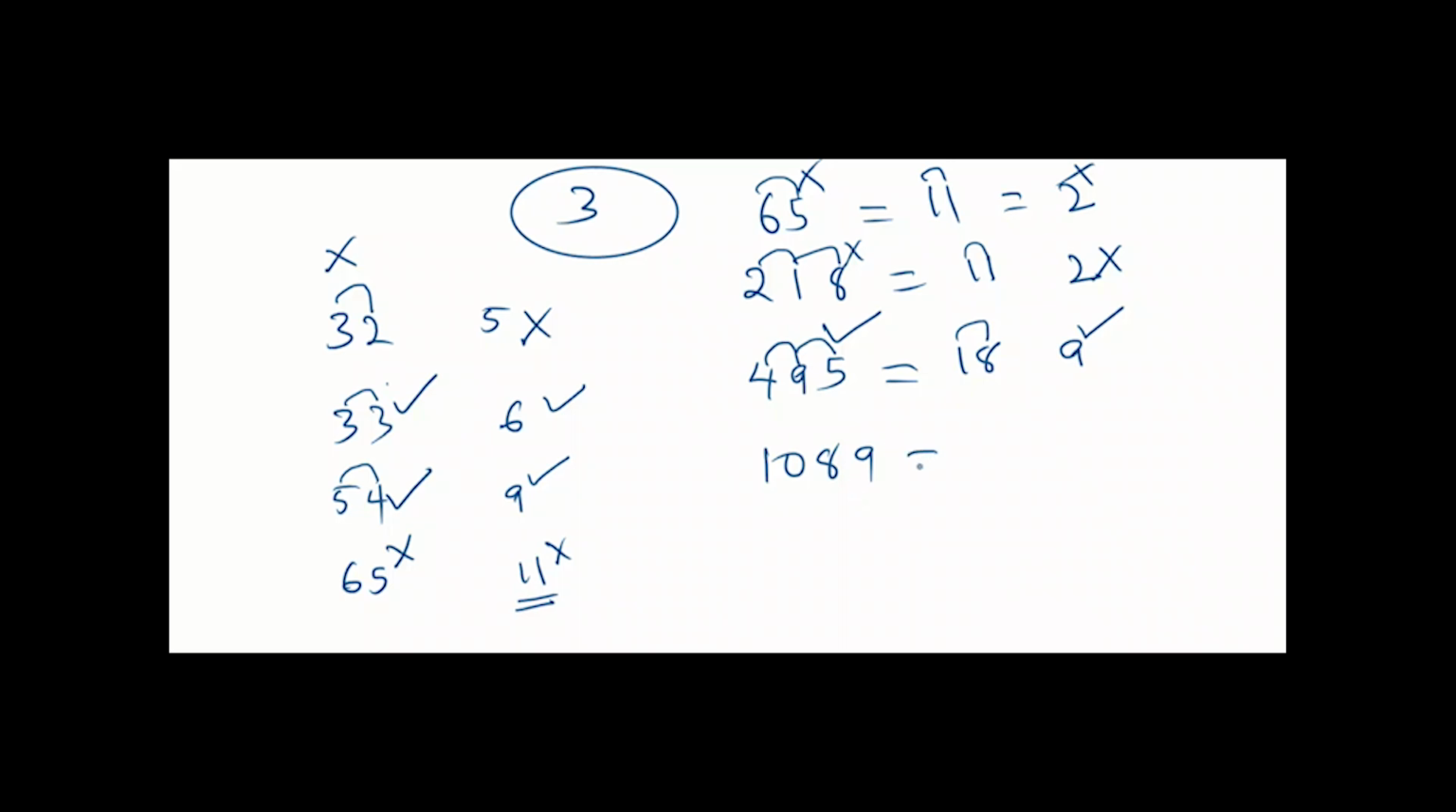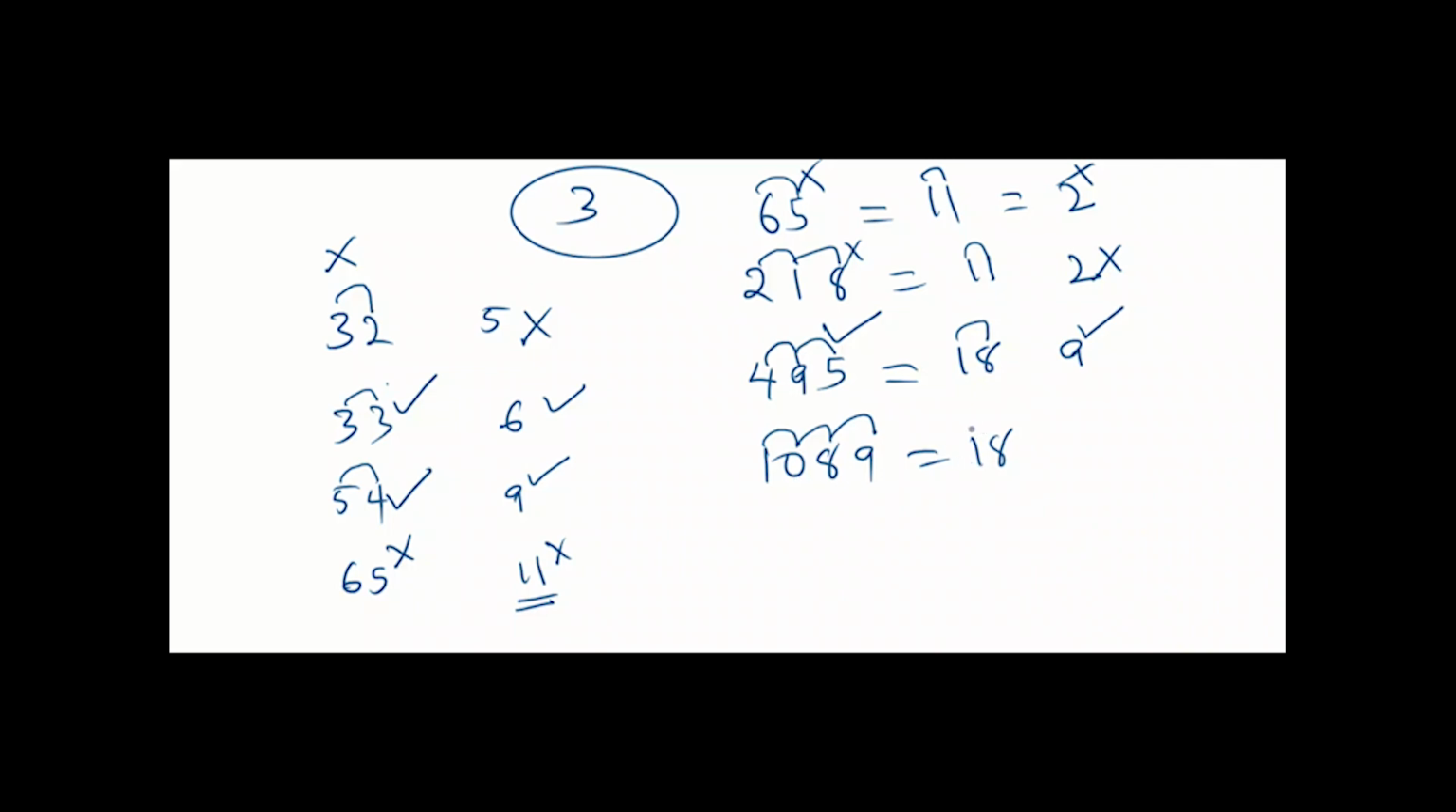So is it divisible by 3? Let's check. 1 add nothing is still 1. 1 add 8 is 9. 9 add 9 is what? 18. So we have 18 here. Is 18 divisible by 3? Yes. That means 1089 is divisible by 3.